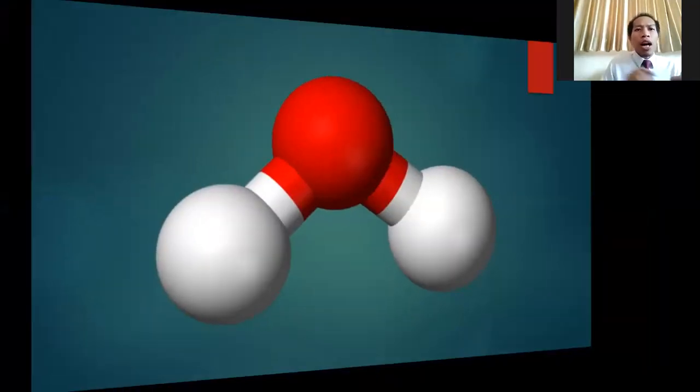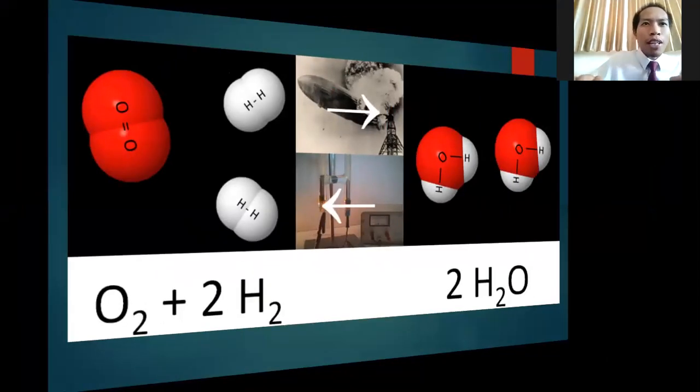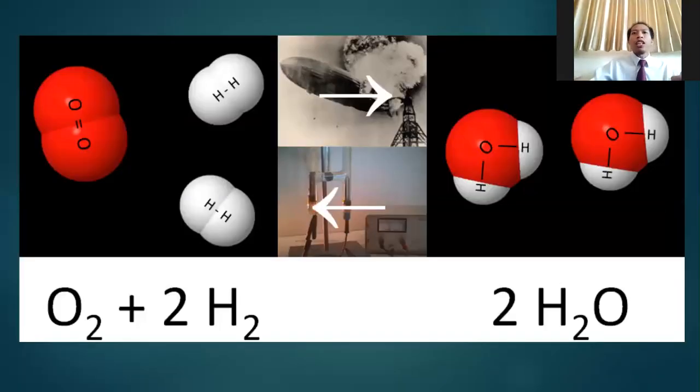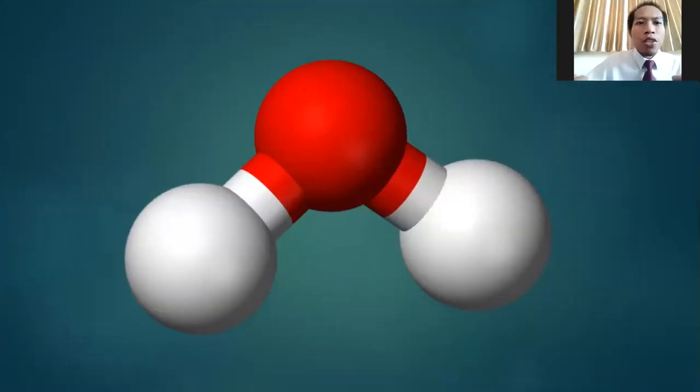The second one, let's go back to the slide here. After composition, we are talking about the structure. Okay, now what is the structure? Let's see. So the structure is this. So this is the structure of water. As you can see there, water is not linear. It is not linear like this, but it is bent, bengkok, bent.